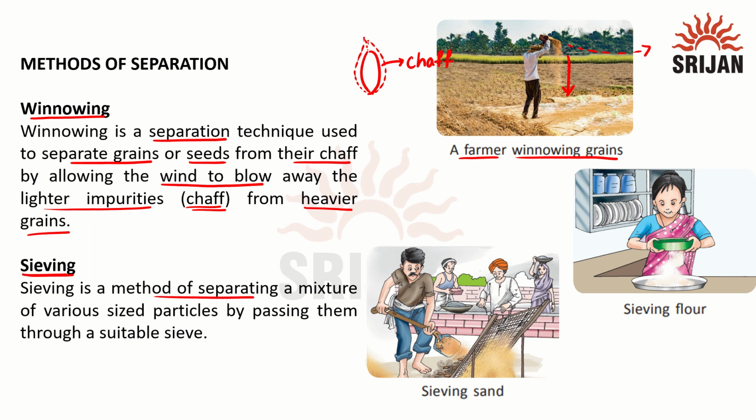Next method is sieving. Sieving is a method of separating a mixture of various sized particles by passing them through a suitable sieve, and the size of the sieve varies. So at home, when we are sieving the flour, the powder, the pores in the sieve are very small. But similarly, if we see a construction site where they separate the sand and the small rocks or pebbles, the size of the sieve pores is larger and depends on what we are separating.